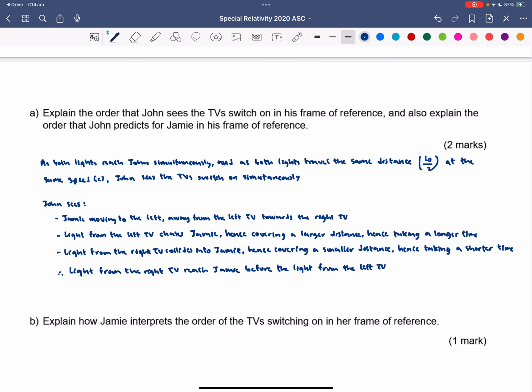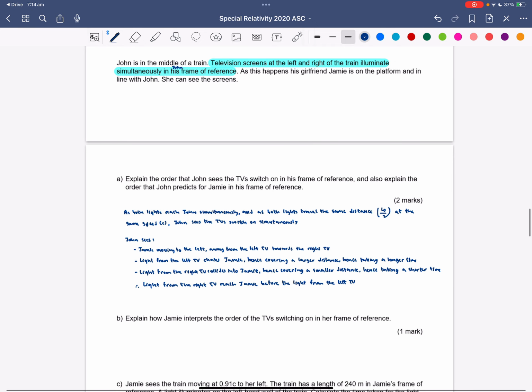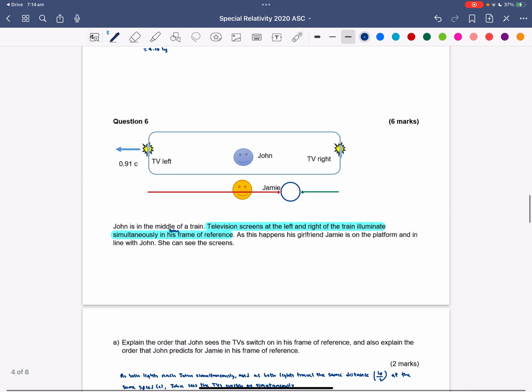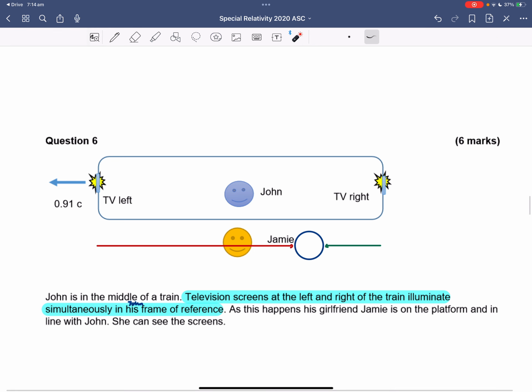Now, there are two ways of doing it. The easy way of doing it is when both lights reach John, those are two events that reach him at the same time at the same point in space. These are not at the same point in space. This TV turning on and this TV turning on are events occurring at different points in space. So that's called spatial separation.